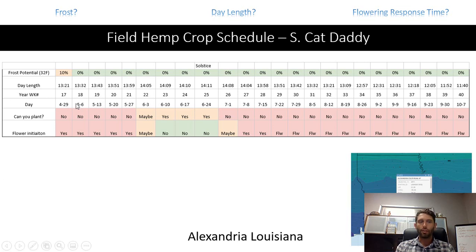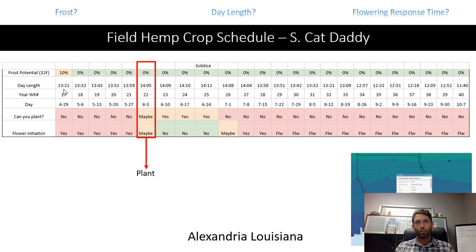So again, I referenced the same week 17, the same date, April 29th. We have a 10% chance of frost, not a big concern. However, our day length is really short at 13 hours and 21 minutes. Definitely do not want to plant Southern Cat Daddy, it would prematurely go into flower. So we would recommend that they actually plant June 3rd because your day length is right over 14 hours, and we would hope that this would ensure that it stays vegetative, if not planting a little later.